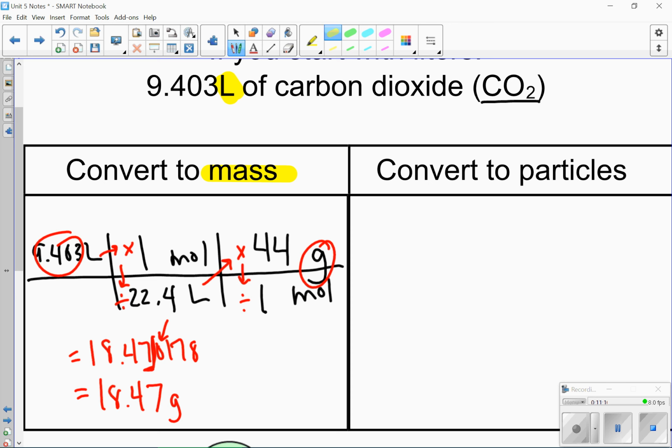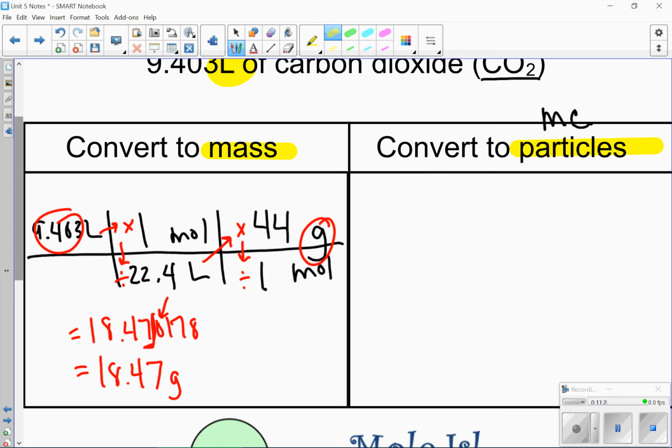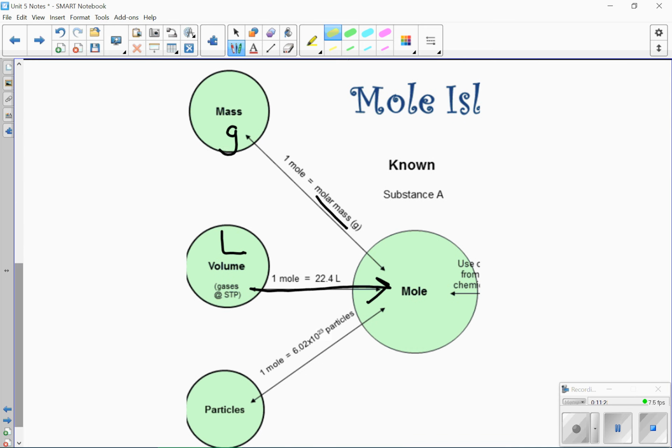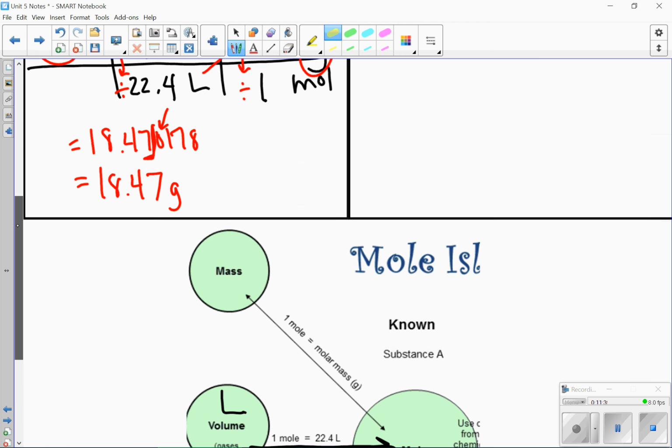Alright, next option. Now I'm going to start at liters and I'm going to try to turn this into particles. Again, the particles for carbon dioxide are molecules. Because it is a covalent compound, that's what uses molecules. So, liters and particles. So, I'm going to start on liters. I can't go directly to particles, so I'm going to go from liters to moles, and then moles down here to particles. That's where the molecules for carbon dioxide live. So 1, 2 steps for our fences.